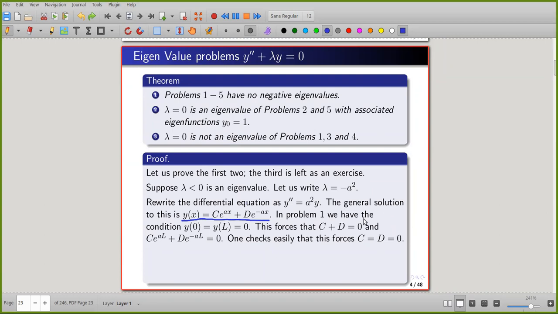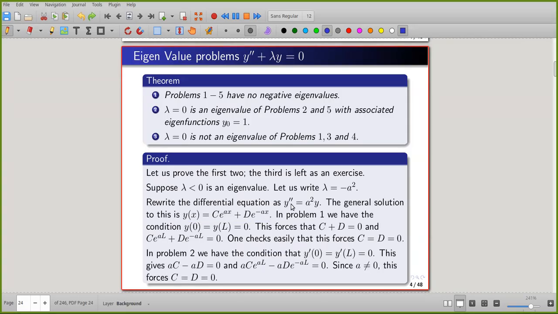So the only solution, if lambda... I hope that's clear, right? So that's not interesting when lambda is strictly less than 0. That case is not interesting. Okay. So in problem 2 we have, this is also very similar.